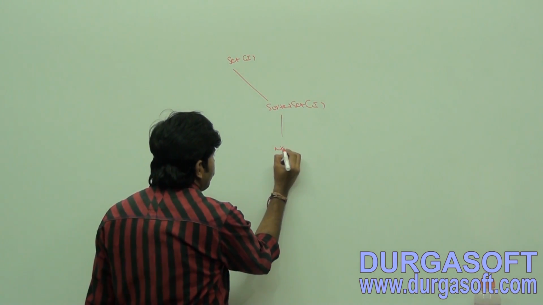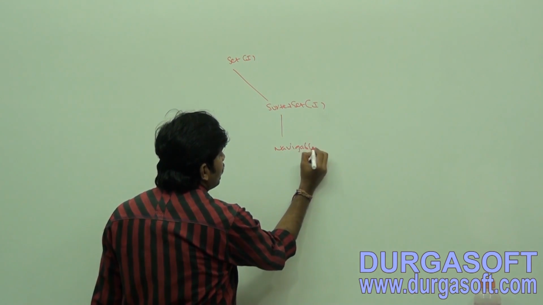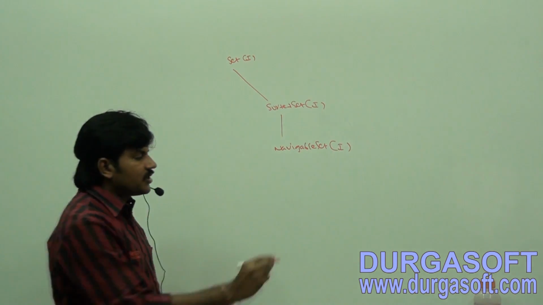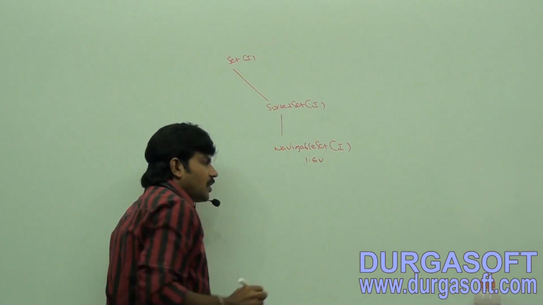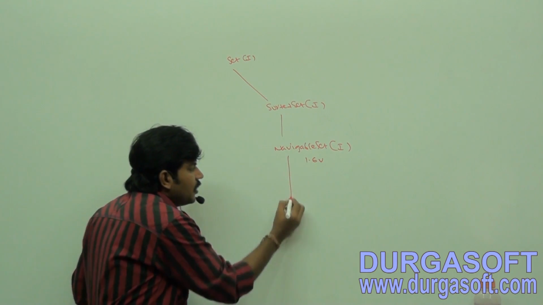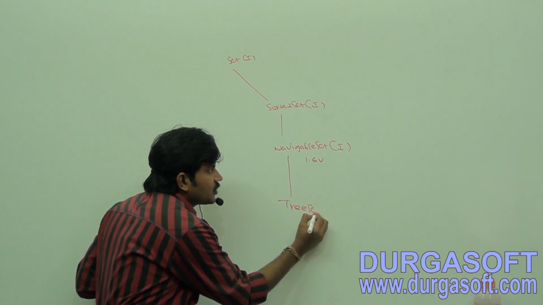Navigable set. Now, one minute. This navigable set I will cover at last as 1.6 version enhancements. I will discuss this under a separate heading. I am not talking about this at this stage. Now what is the implementation class for this?